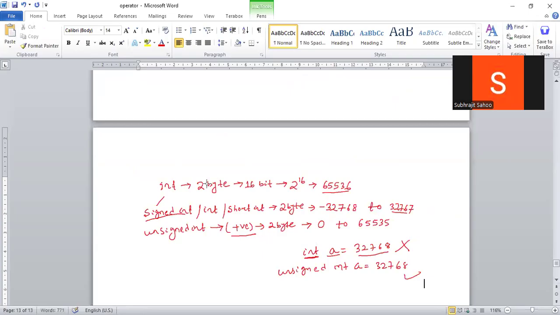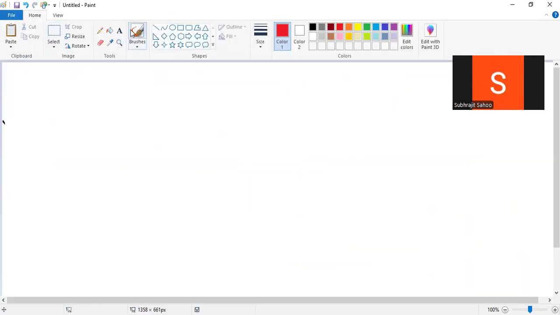Now coming to one more important point, sir. Suppose you told the range of this integer data type. Suppose one employee is getting some salary, suppose 20,000 salary he is getting. I want to store this 20,000 salary in a variable. Can I store it in int salary equal to 20,000?